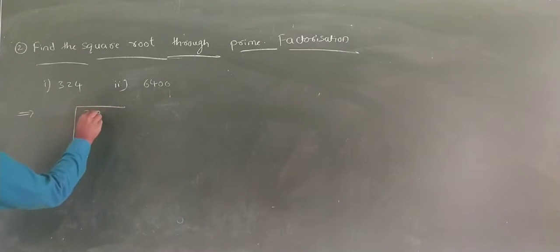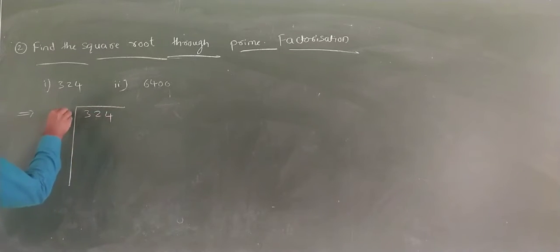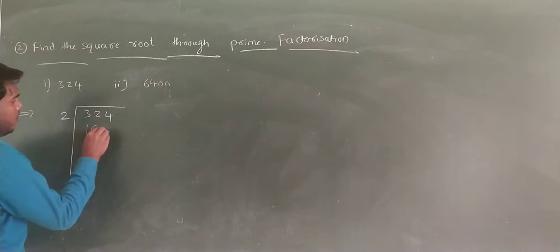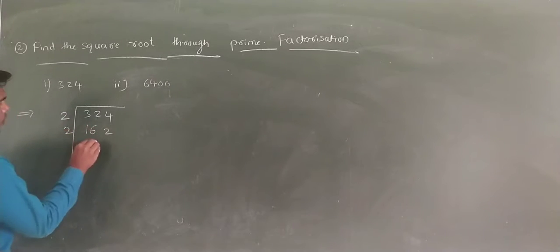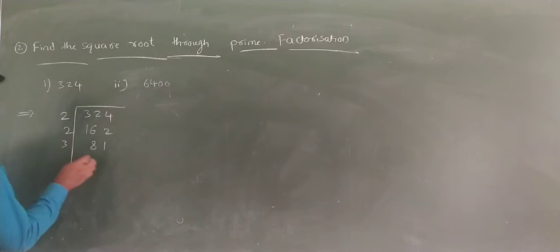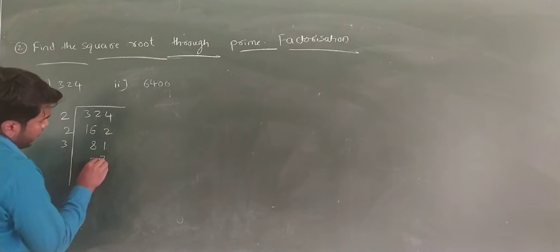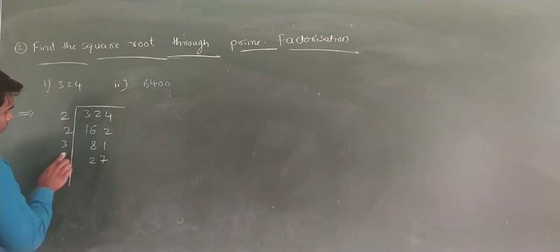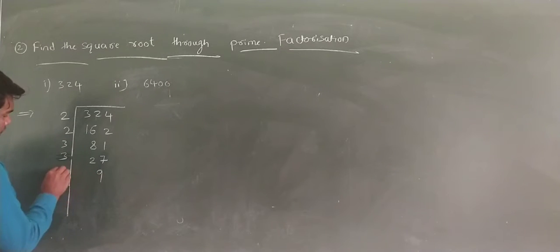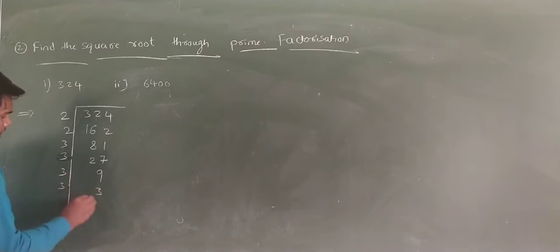So this is 324. Go with the 2 table. 2 ones are 2, 1 remains, 2 6s are 12, 2 2s are 4. Similarly, 2 8s are 16, 2 1s are 2. So this is 1. Go with 3. 3 2s are 6, 2 remains, 3 7s are 21. So again we have to use the 3 table. 3 9s are 27. So again 3 3s are 9, 3 1s are 3.